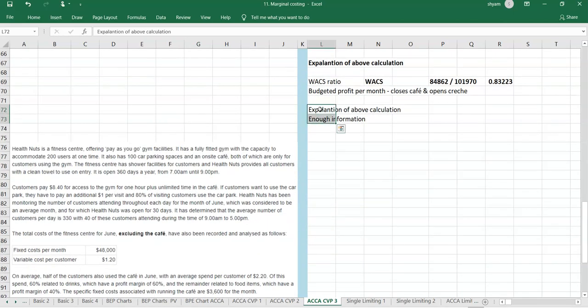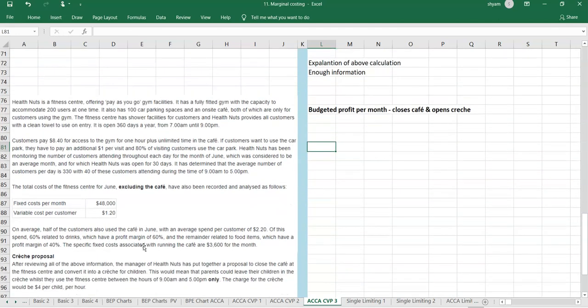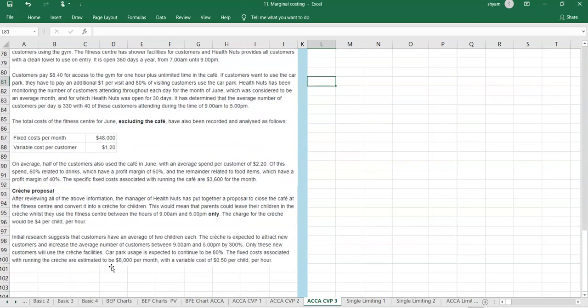So this is our consideration now. To do this, we will have to have some information. I think we'll copy it from above. What they say is, customers will leave their child at the time 9 to 5 only. The charge for the creche would be 4 per child per hour, right? Initial research suggests that the customers have an average of 2 children. The creche is expected to attract new customers and increase the average number of customers between 9 a.m. and 5 p.m. by 300%. So within that range alone, they are going to increase.